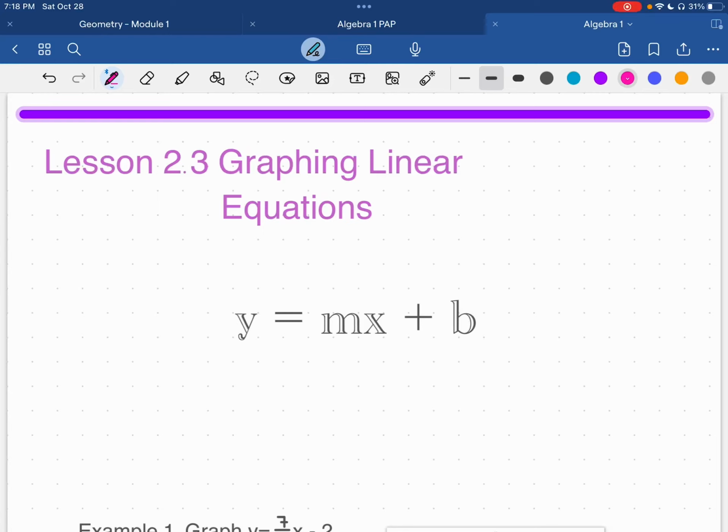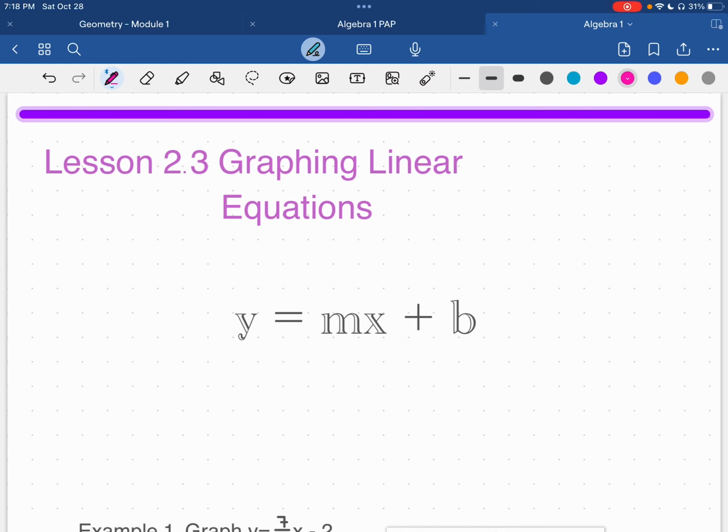Today's lesson is lesson 2.3, graphing linear equations. The first thing we need to graph a linear equation is the formula y equals mx plus b. We saw this formula in the first lesson of this unit. The only difference we saw, instead of y, we used function notation and used f of x.